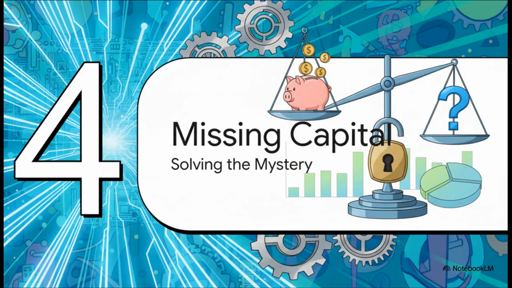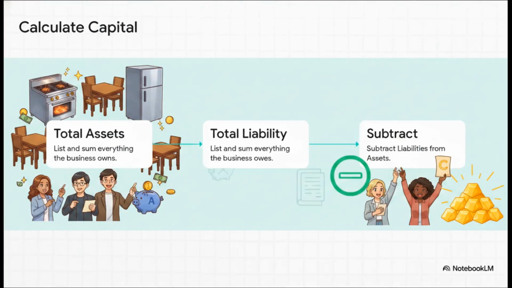Section 4. Calculating missing capital. The mystery. So what happens when capital is a total mystery? Well, we solve it by simply rearranging our foundational equation. If assets equal capital plus liabilities, then capital must equal assets minus liabilities. It's just simple subtraction. Let's look at a case study from our sources.